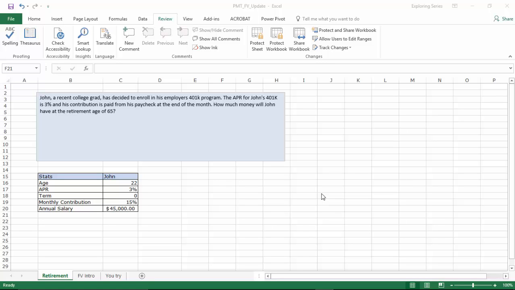Okay, time for some fun. Today, our lesson deals with the future value function in Excel, one of my favorites. So let's talk future value.